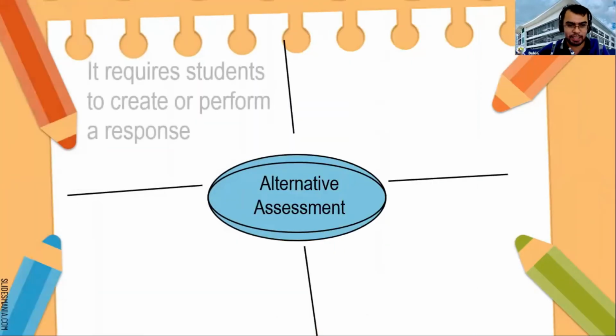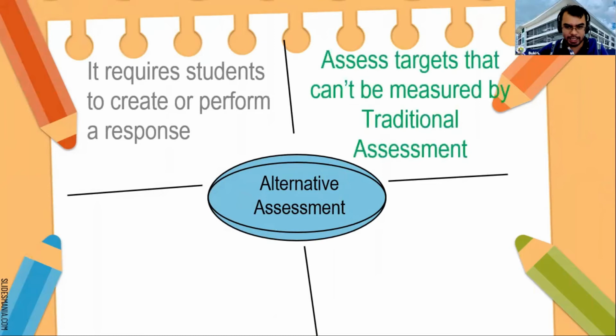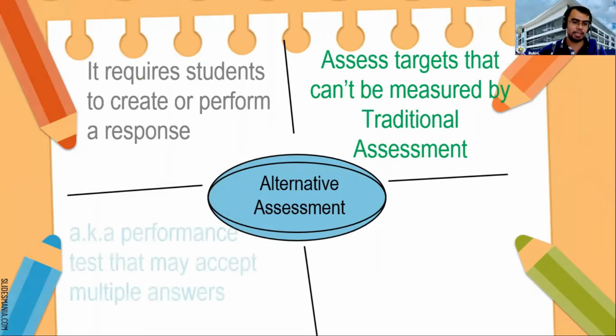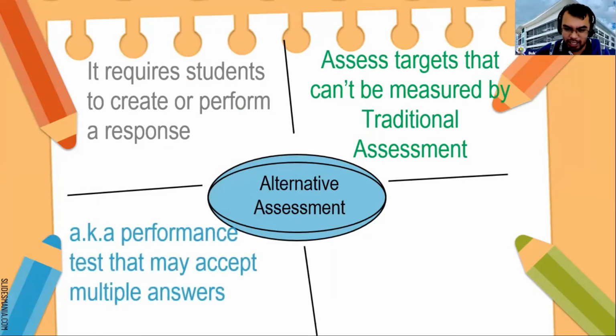So alternative assessment, again, requires students to create or perform a response, and it can assess targets that can't be measured by traditional assessment. So my previous examples a while ago, those things cannot be measured by traditional assessment. And again, this is also known as performance test because it may accept multiple answers. So that is also one difference between traditional assessment and alternative assessment.